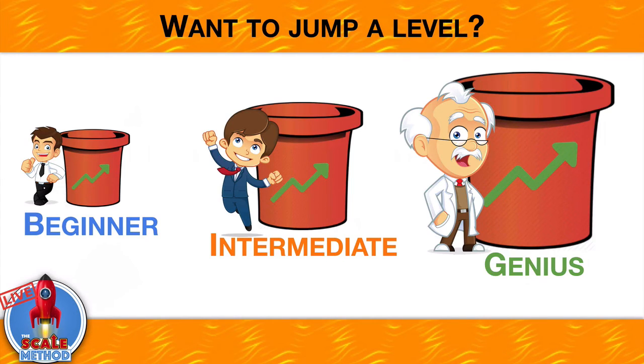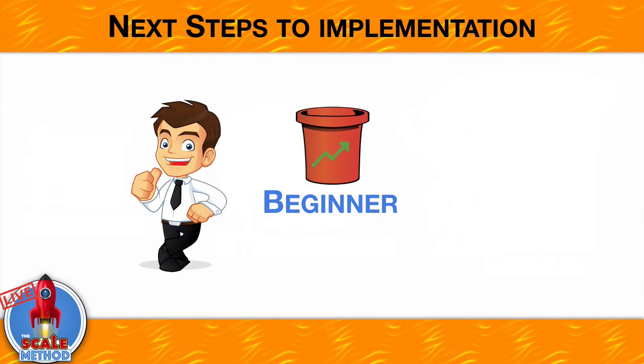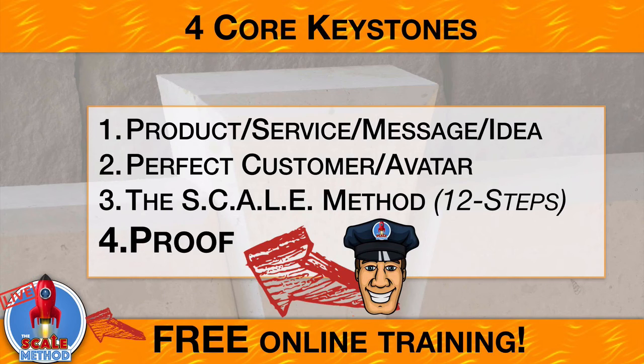All right, well, let's keep on moving right along then. So next steps to implementation for a beginner. First of all, product, service, message, and idea. Perfect customer avatar. The scale method, the 12 steps. We've been exposed to those 3. Now we're going to talk about proof. Everything we're going to do, we're going to test and verify. By the way, we cover a lot of this in detail on the free online training.